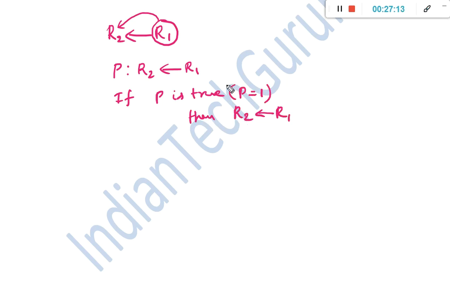Previously there was no control operation, so directly we were saying move the content of R1 to R2. Whereas now we placed a constraint. What is that constraint? P colon R2 assignment R1. That is, if P is true, that is if P is equal to 1, then only perform the operation R2 assignment R1. Otherwise, don't perform. So now this is a control mechanism.